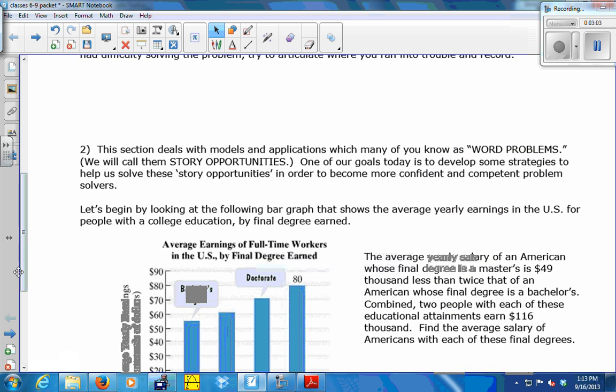Today, we're going to deal with models and applications, which many of you know as word problems. Okay? But we in the GCC math department like to call them story opportunities because we are optimists. Right? It's not just words, it's stories, and they're not problems, they're opportunities to practice your mathematical abilities. Right? So one of our goals today is going to be to develop some strategies that will help us solve these story opportunities in order to become more confident and competent problem solvers.